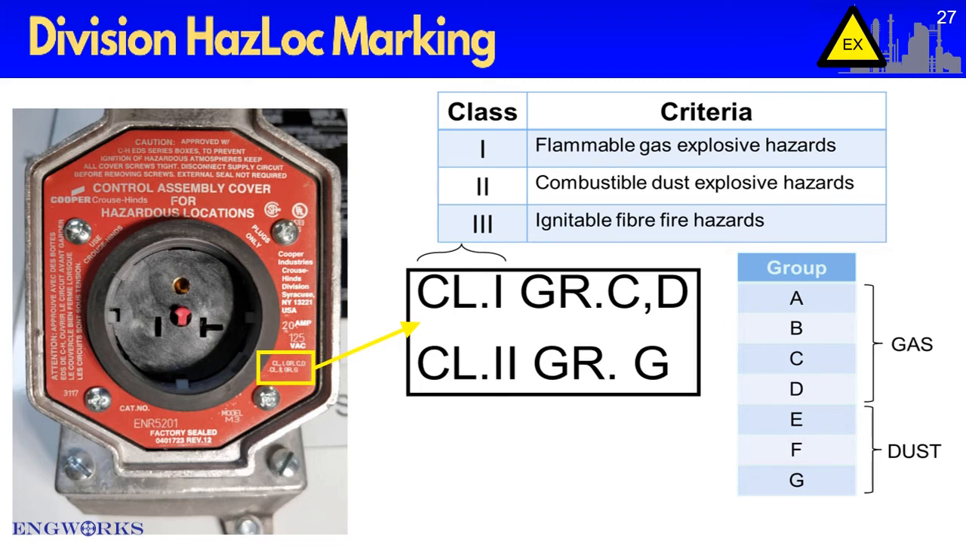The group markings will always appear on a division-marked product. The markings will indicate all groups the product is suitable for. The temperature code will often be omitted from division-marked products. When this occurs, the default maximum surface operating temperature for the product is 100 degrees Celsius. 100 degrees Celsius corresponds to a T5 temperature code.